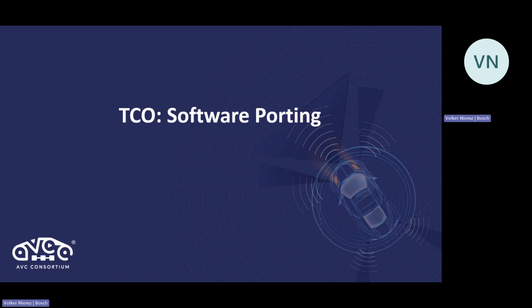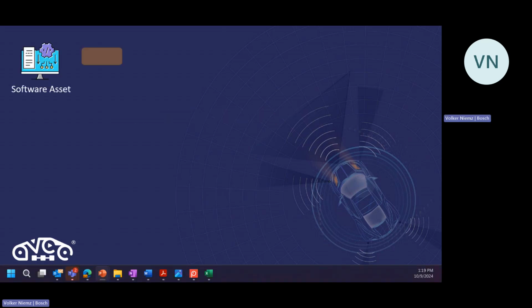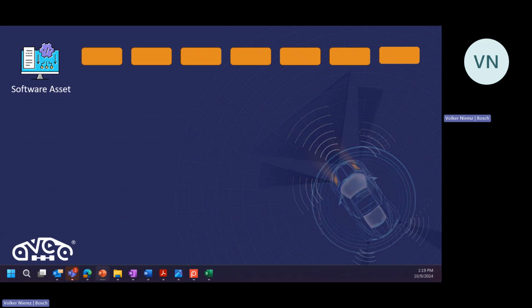Just to give you a short intro. What we see right now is everyone is developing a software asset. We're developing software components all over the place. We have our planners, we have our perception, we have whatever, tons of software components we put into our software asset.